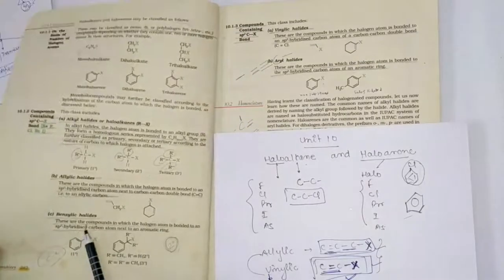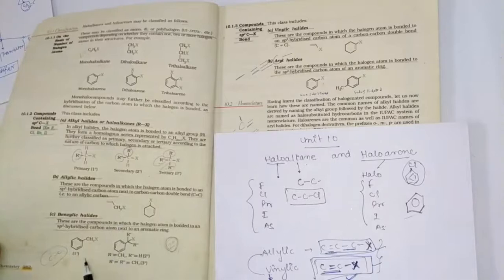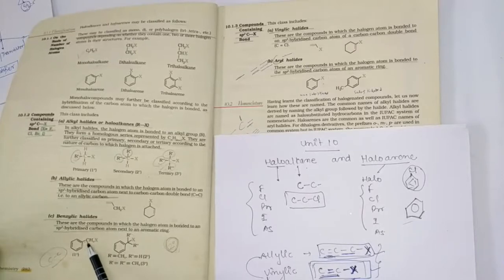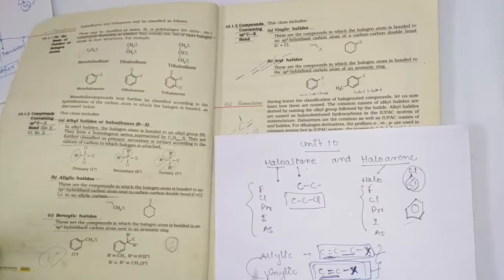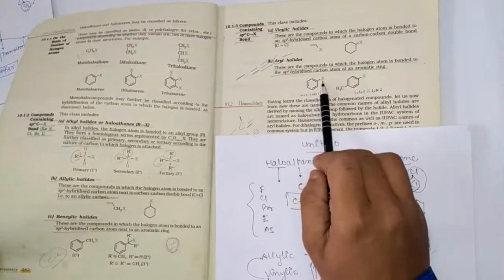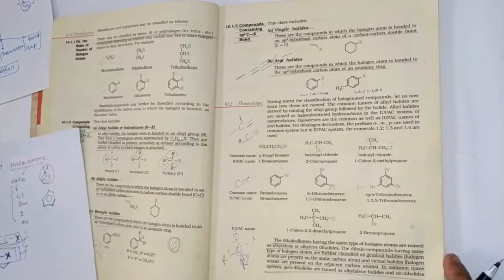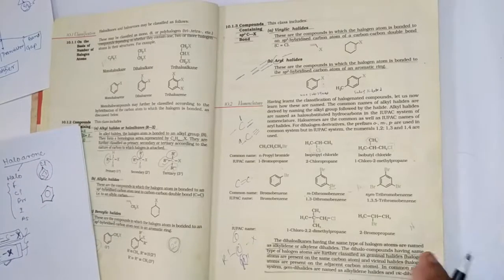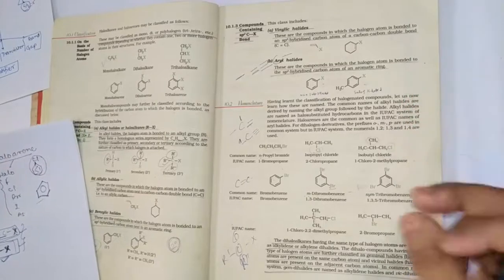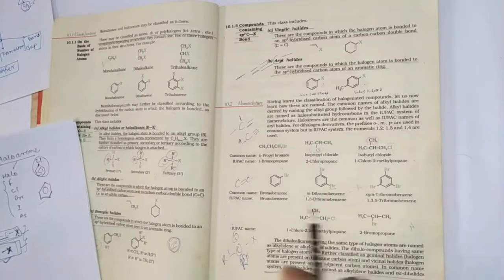We have the benzylic halide and aryl halide. In the benzylic halide, focus on this: the halogen is attached after a bridge carbon, that means there's an aryl group, then a carbon, and after that the halogen. This is the benzylic halide. And if the halogen is attached just on the benzene ring itself, this is the aryl halide. Most of the time there is a question on aryl halide or benzyl halide, so you should know what the benzyl halide and what the allyl halide is. Now a little more nomenclature, one or two minutes more.